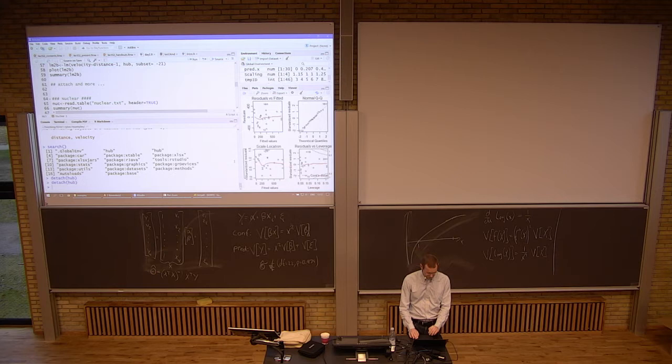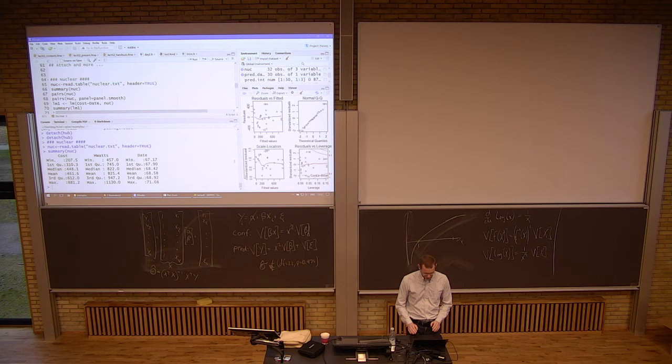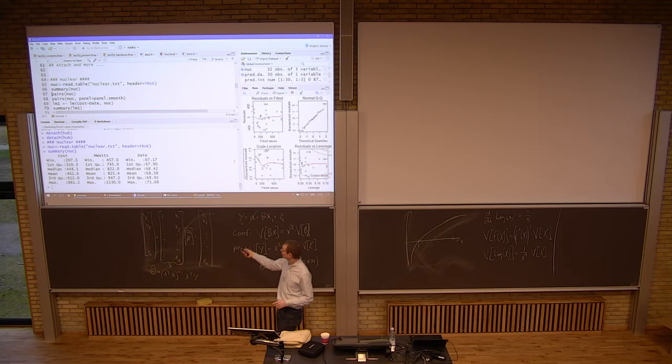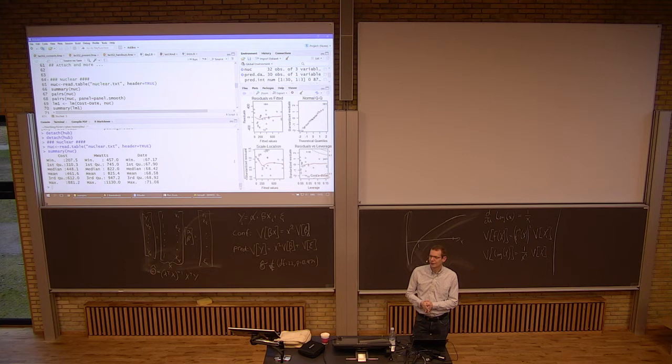This is what I call the nuclear data set. It contains the cost of some nuclear power plants, the installed power capacity, and the date in years. So this is over a four-year period in the late 60s, early 70s. A lot of power plants were built in that period. How do you then show an overview of what's happening here?